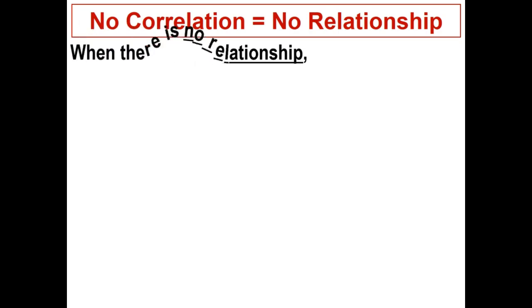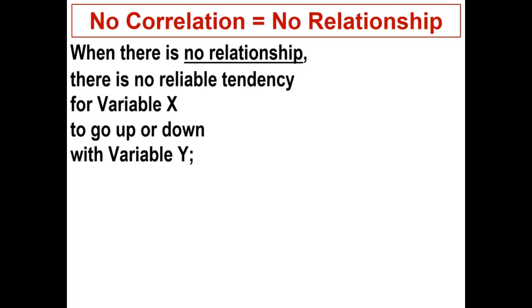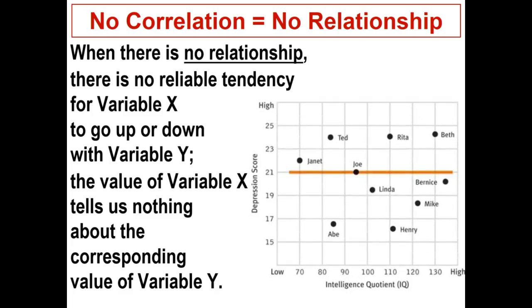When there is no relationship, there is no reliable tendency for variable x to go up or down with variable y. Another way of saying that is the value of variable x tells us nothing about the corresponding value of variable y. You will often see the values plotted on a scatter graph. Each dot represents how a participant scored on the two variables being studied. When there is no relationship, the dots are scattered all over the place.